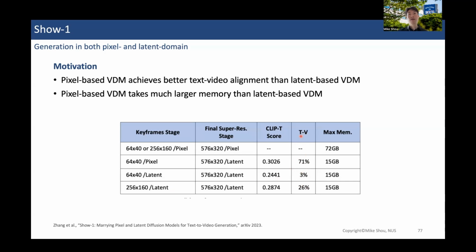So this is the text to video alignment, and we asked human annotators to compare the videos generated by the last three rows. Even though we just use the pixel model in the low resolution part, it can preserve good text to video alignment in the final video.